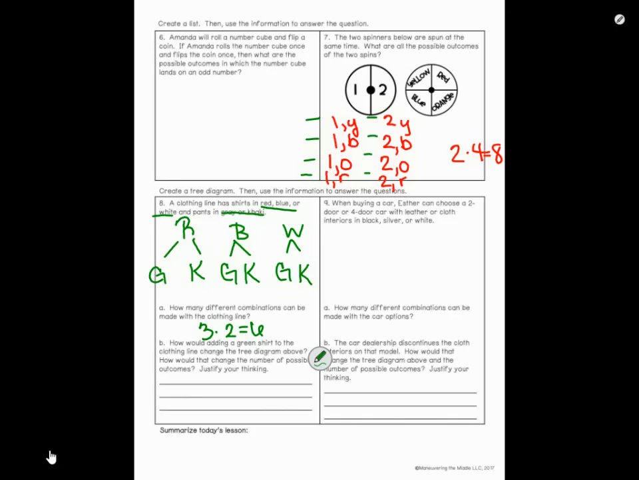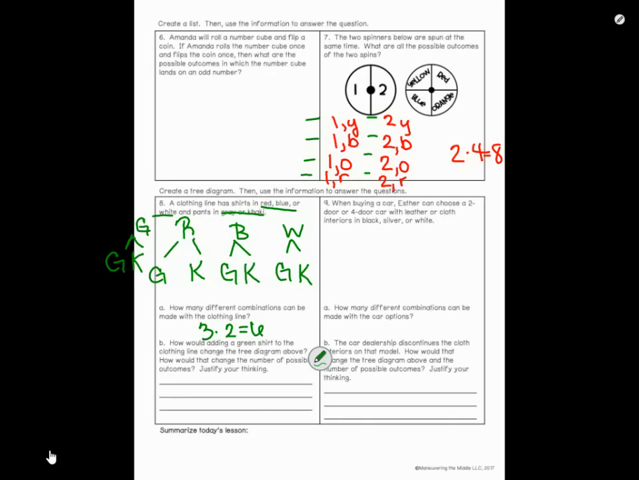All right. Okay, so now let's look at B. How would adding a green shirt to the clothing line change the tree diagram? So if we added a green shirt, we know that we have a whole different column going on. So that gives us more possibilities. Then it says, how would that change the number of possible outcomes? More possibilities. We would have 4 branches because we would add, what color did they say? Green.